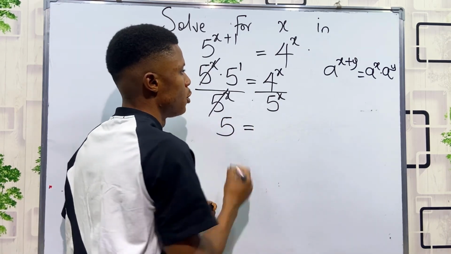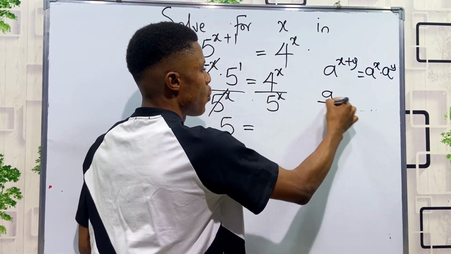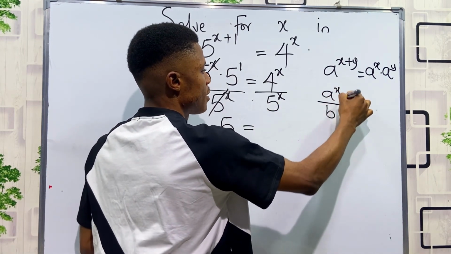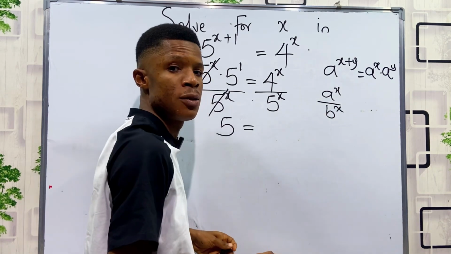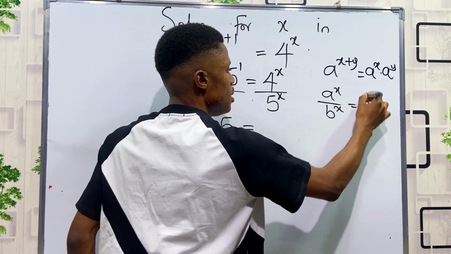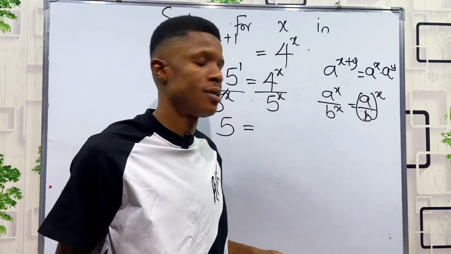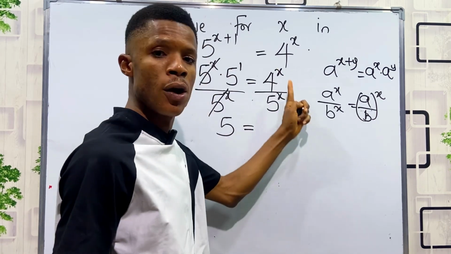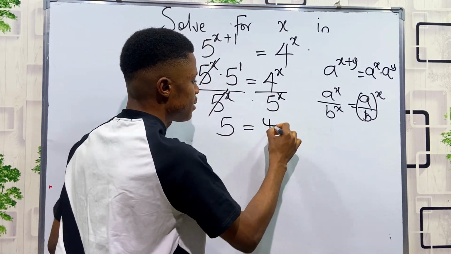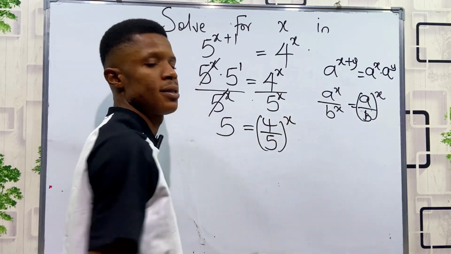And this is equal to, at this term, recall from the laws of exponent that when we have a to the power of x divided by b to the power of x, we can just factor the power out, a over b, all to the power of x. This is the law of exponents. So we have to apply this law here. So we can write it as 4 over 5 all to the power of x.